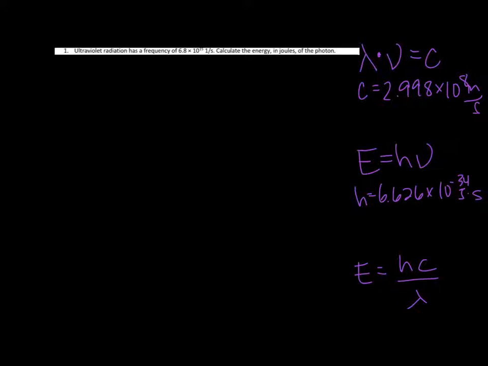All right, so this problem says UV radiation has a frequency of 6.8 times 10 to the 15th inverse seconds. Calculate the energy in joules of the photon. So before we do that, I want to look at the equations over here on the right side, and I'm going to pick the one that has what I'm looking for and what I've got in it. The question says ultraviolet radiation has a frequency of 6.8 times 10 to the 15th inverse seconds. So I have frequency, right? And I want energy.